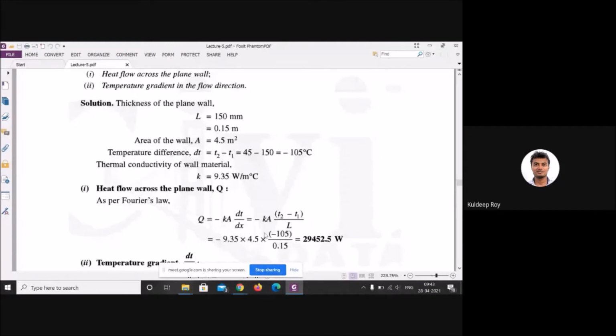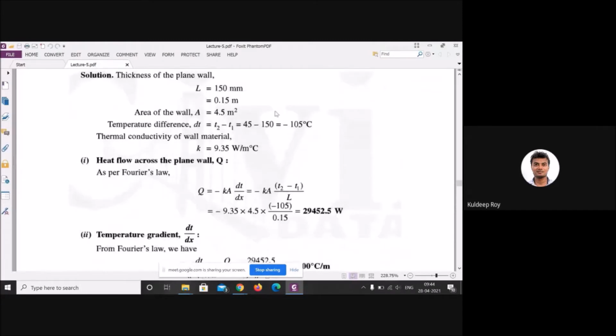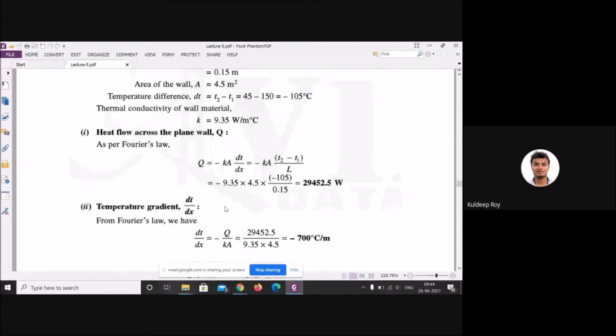You already know the length, and K and A. Same thing, determine the temperature gradient in the flow direction. Temperature gradient means how much the temperature changes with respect to position, along the length of your plate. Then apply delta T by delta X. Very simple, correct? Minus Q divided by KA, correct?